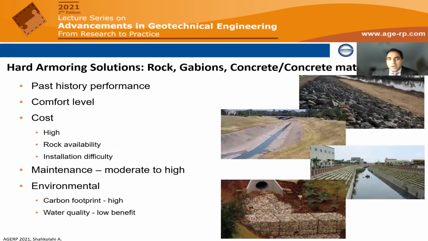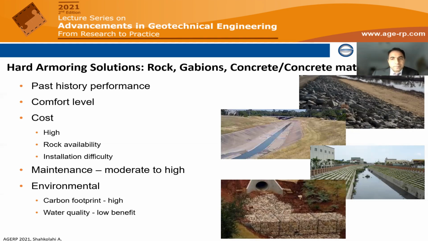For example, hard armoring solutions like rock, gabions, and concrete mats are good. They have a very long history. The comfort level is okay. The cost can be high. Sometimes the availability of the rock can be a problem, and it's not easy to install. Maintenance is moderate to high, sometimes even low.